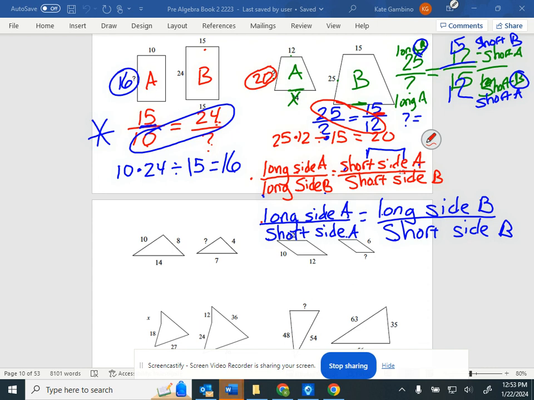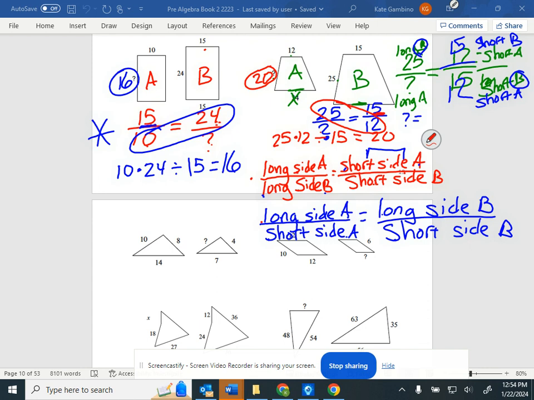What's the one quick check that we can do to give us an idea if we're on the right path? I know that 12 is smaller than 15. So that question mark has to be smaller than 25.